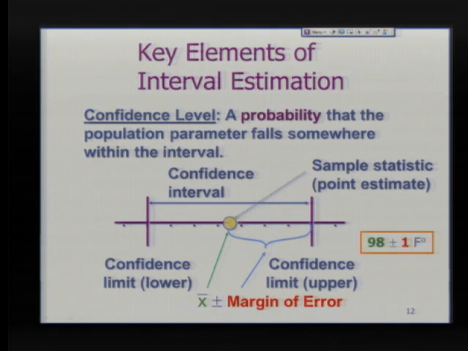So what I show here is, in case you want to estimate maybe the average body temperature, you may get a result like this: 98 plus or minus 1. That means the mean body temperature is probably from 97 to 99. This is the result you report using an interval. We're going to talk about this interval and look at some applications.